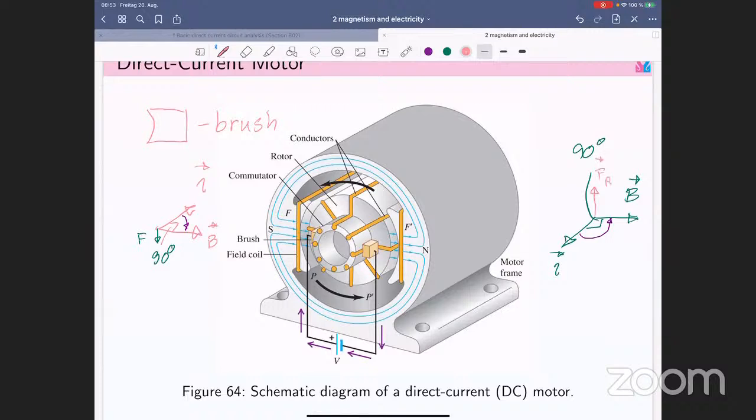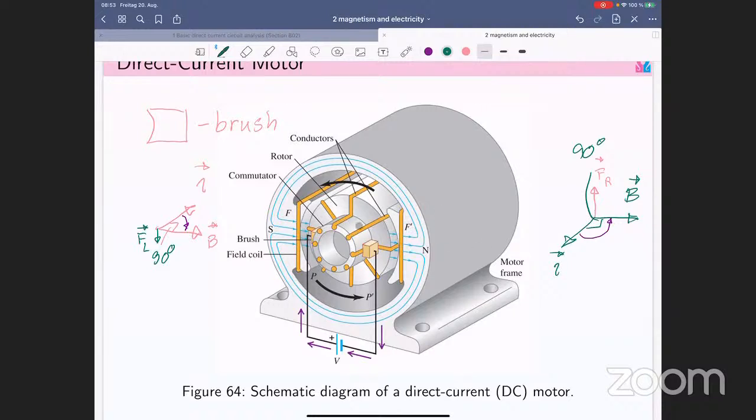Okay, this is the induced force on the left side. Here is the figure that shows the induced force on the left side of this motor, and here is the figure that illustrates how the induced force happens on the right side of this part.